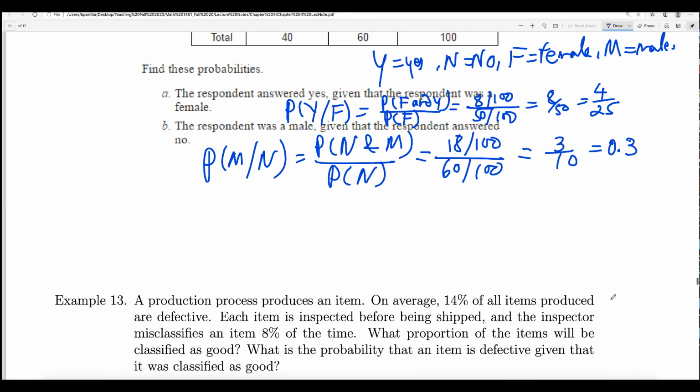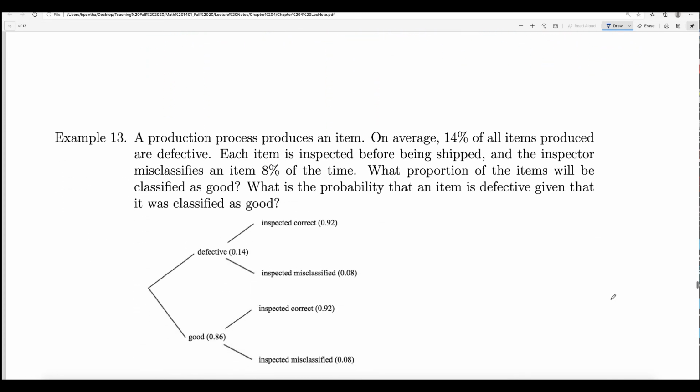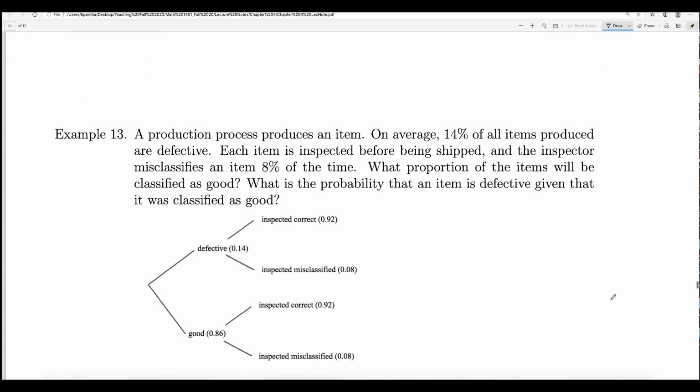Is there any other problem? That's all, right? Now example number 13. Let us look at this. A production process produces an item. On average, 14% of all items produced are defective. There is a company that produced the item, and 14% are truly defective and 86% must be good, because out of 100%, 14% are defective.